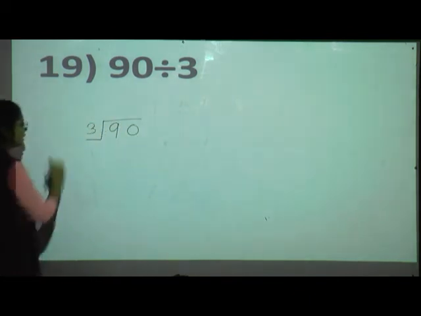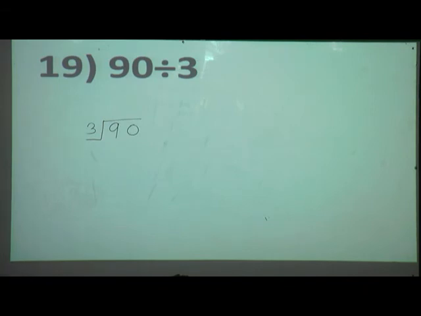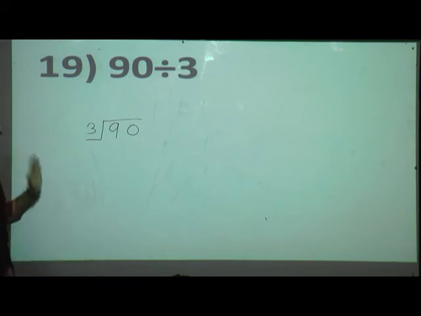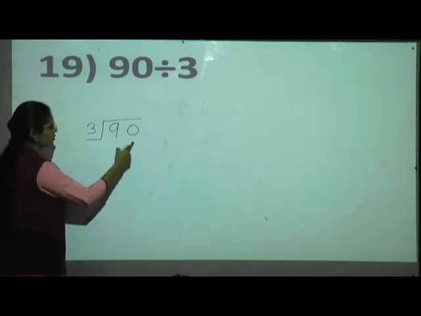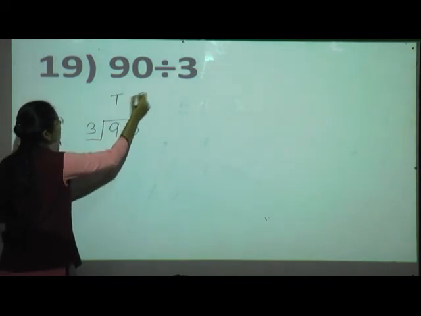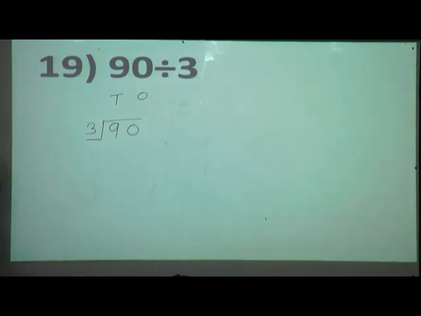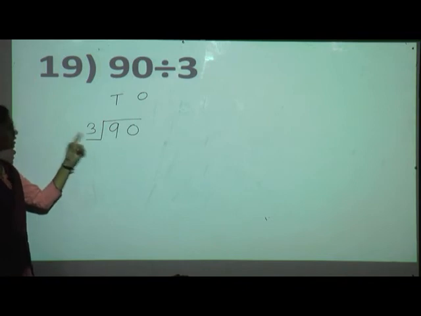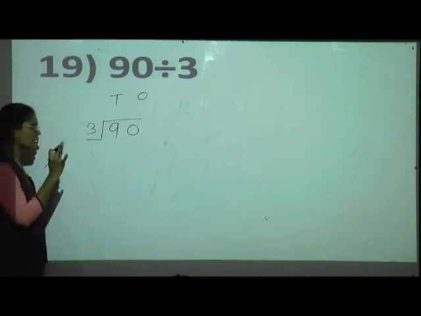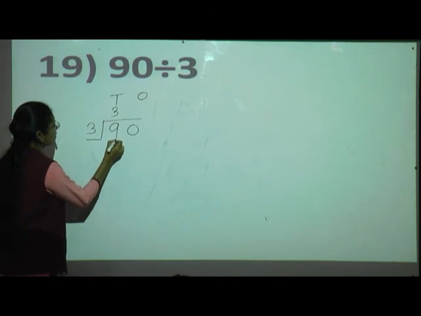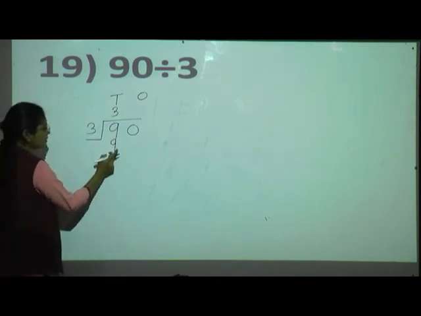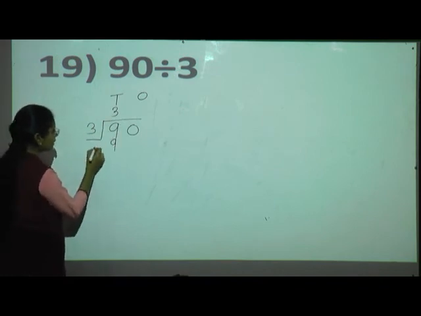90 divided by 3. Now tell me students, what is the dividend here? 90 is the dividend and what is the divisor? 3 is the divisor. Now again this is a 2-digit number, so first of all we will write their places, that is tens and ones. Now start from the tens place. At tens place here which number you can see? Here 9 is there. So in 9 how many 3's are there? In 9 there are 3 3's. So 3 3's are 9. So this 3 you have to write it at tens place. Okay, 3 3's are 9. Then do the subtraction.